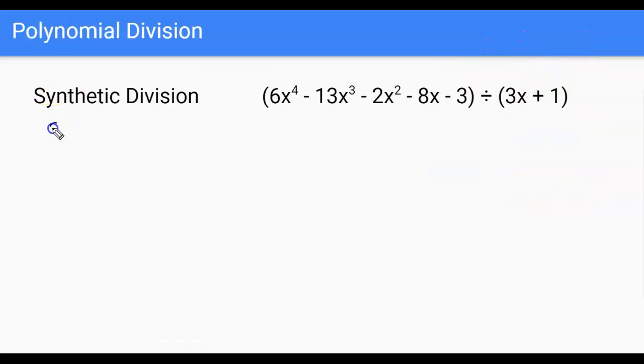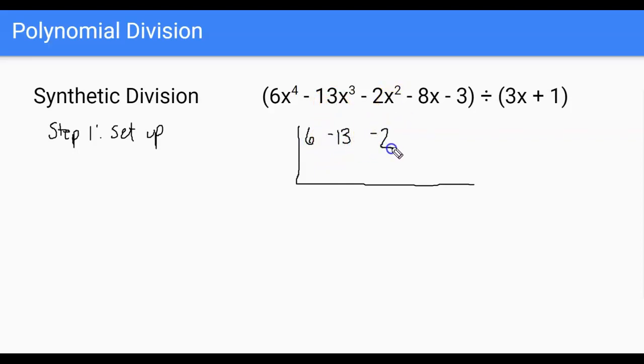All right, so step number 1 is still going to be to set up. So I'm going to come over here and get my box going. I've got a 6x to the 4th, a negative 13x cubed, a negative 2x squared, a negative 8x, and a negative 3. So I didn't need any placeholders. We had all of the powers.